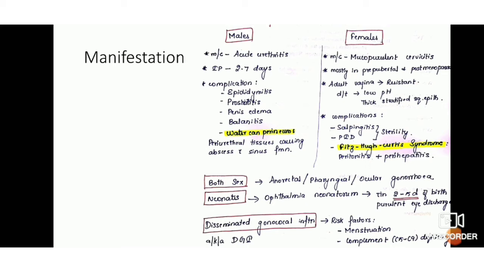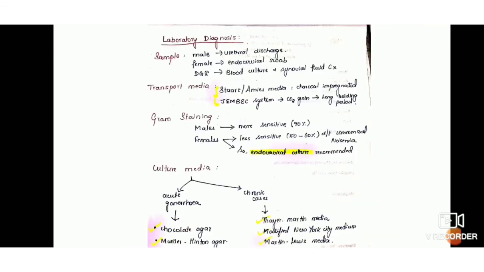In neonates, we know the condition of ophthalmia neonatorum, which is diagnosed as purulent eye discharge within 2 to 5 days of birth, and the prophylaxis we know is the Crede's method. And there is another condition, disseminated gonococcal infection, also called DGI, which occurs with risk factors, namely menstruation and complement C5 to C9 deficiency.